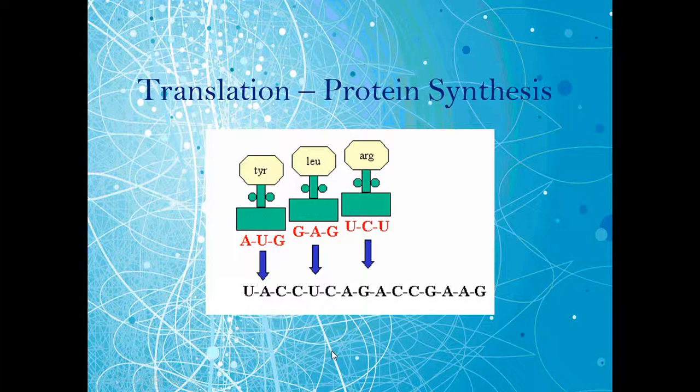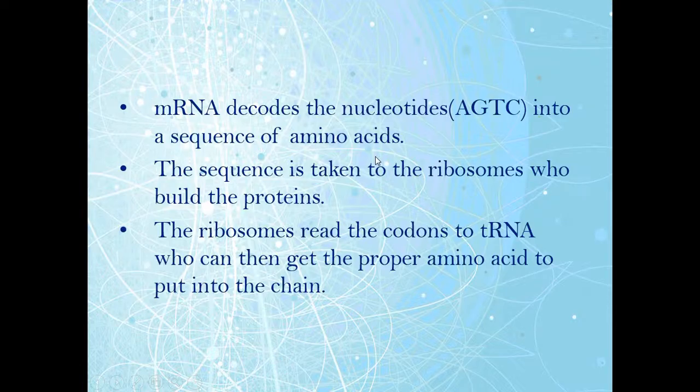After transcription comes translation, and this is where the actual protein is made. It's a little bit more complicated. The mRNA leaves the nucleus and goes to the ribosome, and the ribosome uses that code to pair up tRNA with the amino acids that string together to make the protein. So mRNA decodes the nucleotides into a sequence of amino acids. That's kind of the definition for translation. The sequence is taken to the ribosomes to build the proteins.